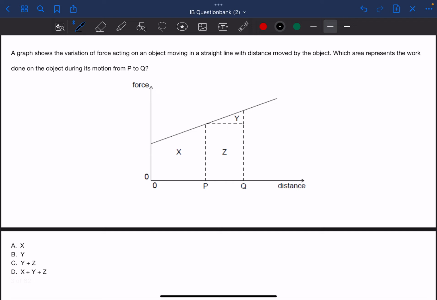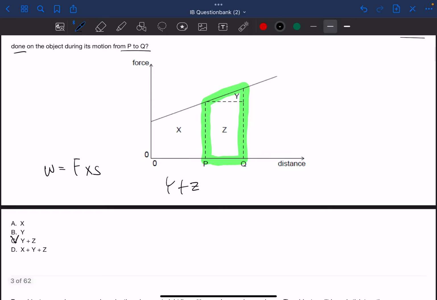So which area represents the work done? W equals force times distance. And during the motion from P to Q, force times distance would be the area under the graph here, and as it's from P to Q, it would be the area here. So it's Y and Z. C.